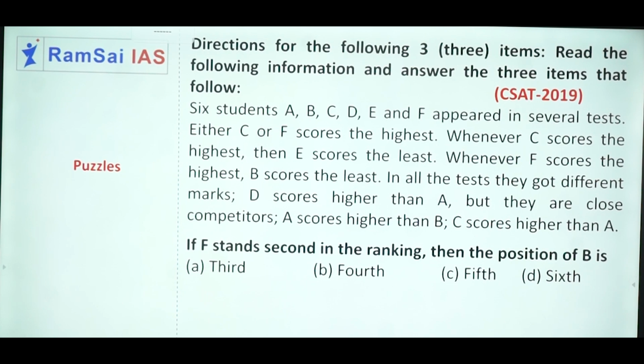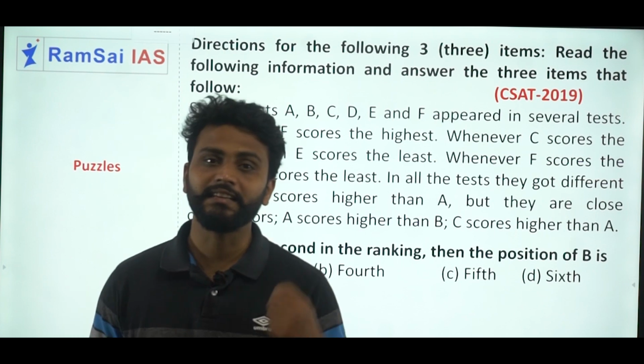D scores higher than A, but they are close competitors. A scores higher than B. C scores higher than A. Then, there will be total 3 questions based on the given data.